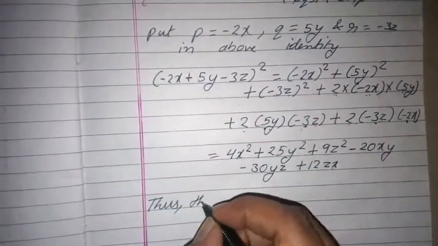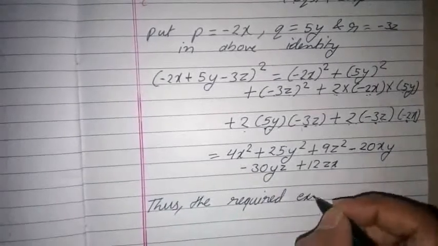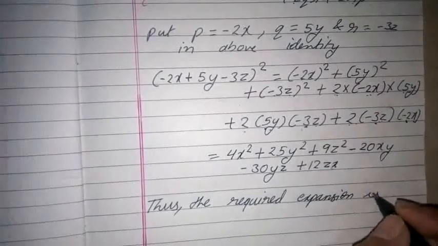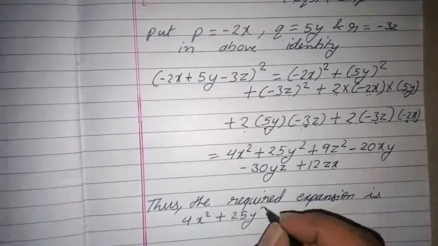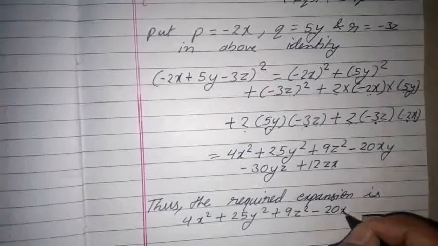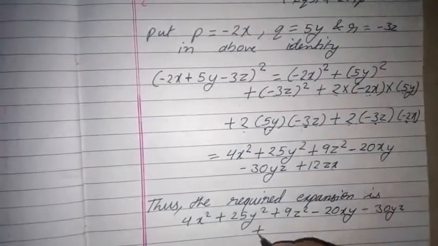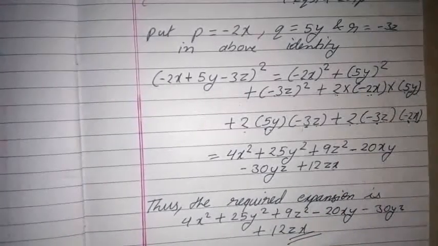So we will write thus the required expansion is 4x square plus 25y square plus 9z square minus 20xy minus 30yz plus 12zx. That's it. Now the sixth part.